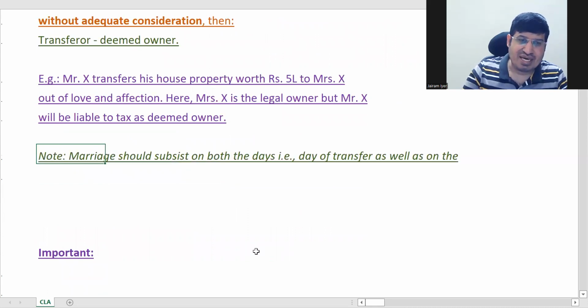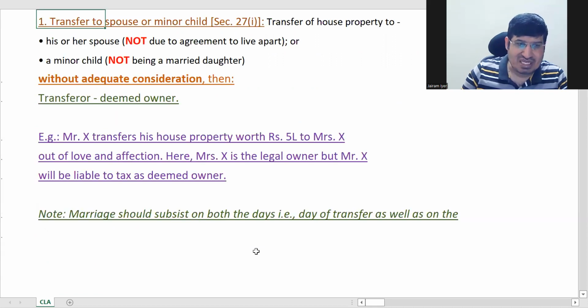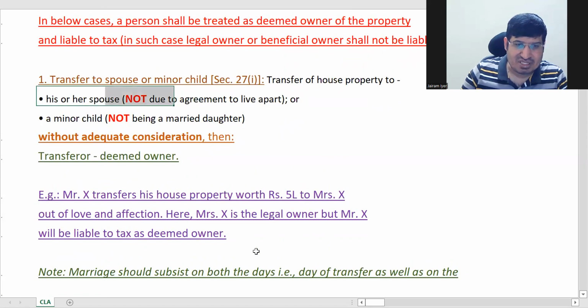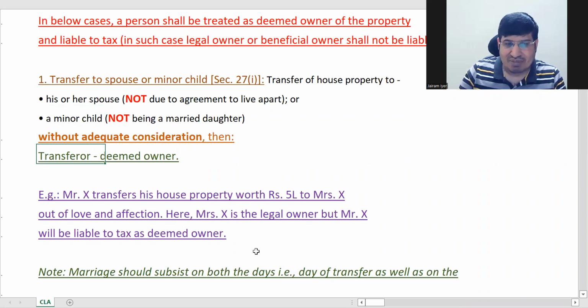ठीक है. अच्छा, यहाँ पे एक वन मोर पॉइंट इज, ये जो हो रहा है इसका बेसिक प्रेमिस क्या है? What is the basic premise here? That it is the spouse, the transfer is being made to spouse. ठीक है, तो वो स्पाउस होना चाहिए, करेक्ट? Only then. यहाँ पे दो चीजें हमने देखे, we have seen two things.